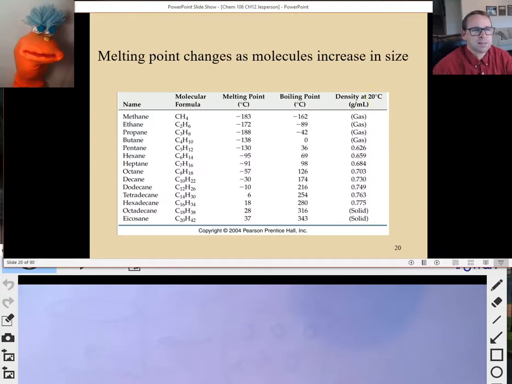Okay, so look at this. See this compound, CH4, one carbon, has a melting point of negative 183 degrees Celsius. Let's look at the boiling point. At negative 162 degrees Celsius, it changes from a liquid to a gas. So it's got to be really, really cold, colder than negative 162, to make methane turn into a liquid.